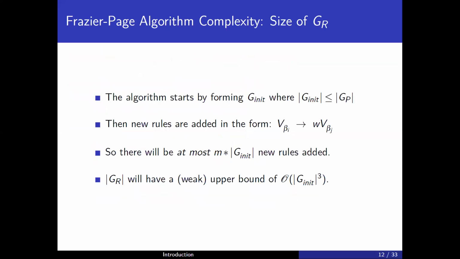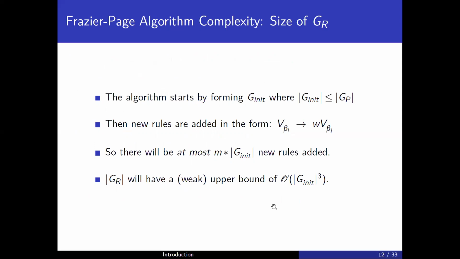Now our next question is, what is the complexity of this conversion? And so we'll start by looking at the size of the final right linear grammar we obtain. If we remember, the algorithm starts by getting the initial grammar, and that size can be no more than the original size of the prefix grammar. Then we add new rules.